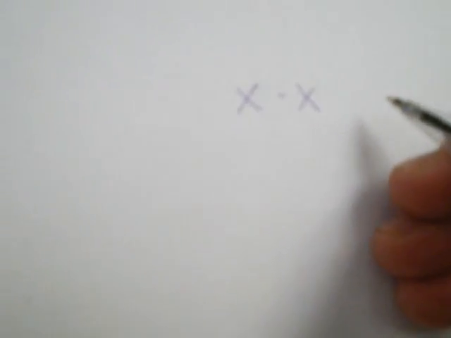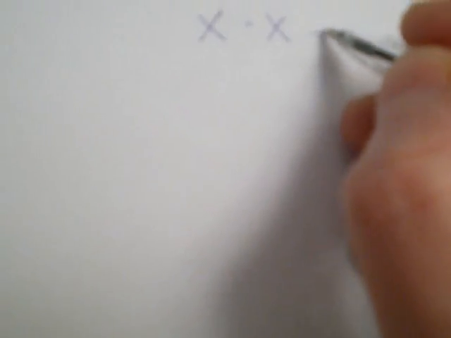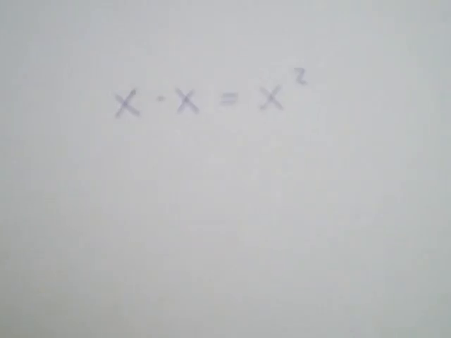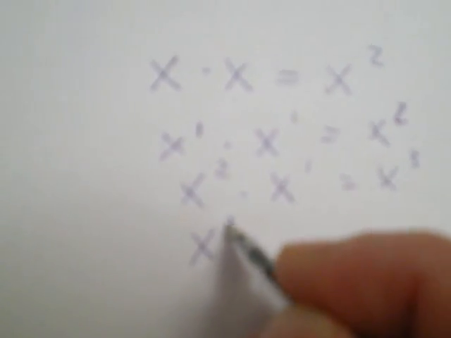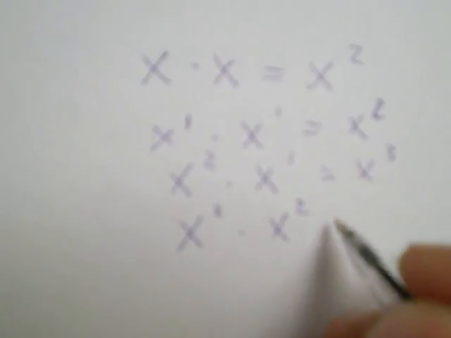times x. What's that? Well, you'll know it as x squared. So that's not that strange, something that we're well aware of. But of course, x is also defined as x to the power of 1. So x to the power of 1 times x to the power of 1 equals x to the power of 2. Coincidence? I think not. But if we take x to the power of 2 and multiply that by x to the power of 1, we get x to the power of 3. And if we take x to the power of 2 and multiply that by x to the power of 2, we get x to the power of 4.